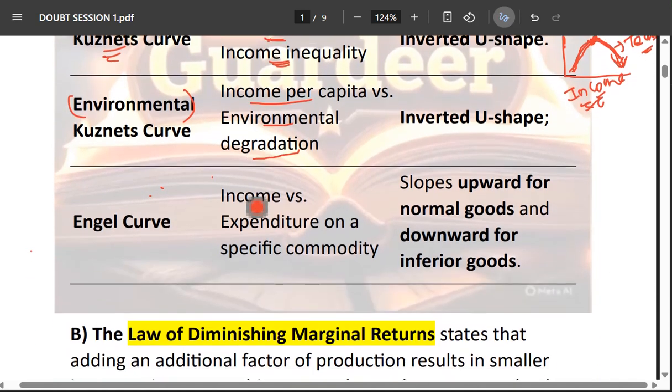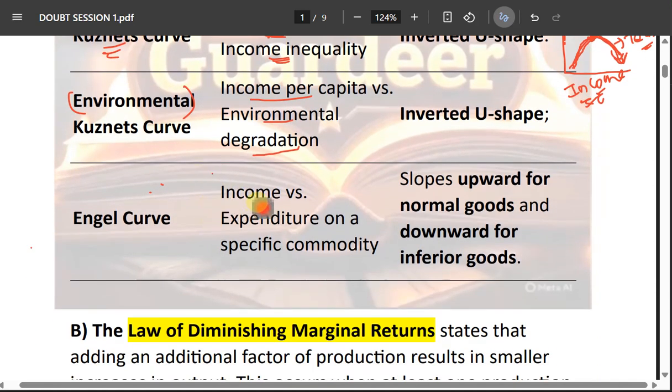Fine. So Engel's curve speaks of income versus expenditure on a specific commodity. I can give a better example. If you have 10,000 as your per month income, what will you do? You will start eating roadside.